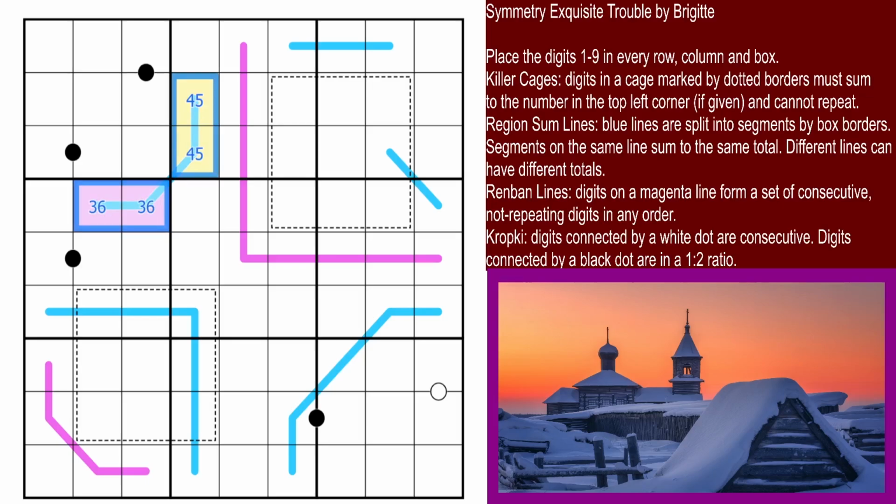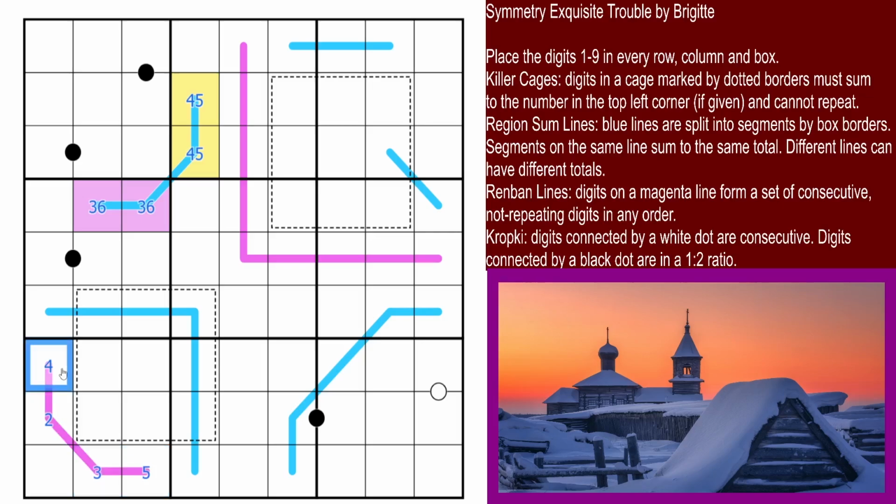Renban lines: digits on a magenta line form a set of consecutive non-repetitive digits, in any order. So we have these two magenta lines, called Renban lines. Let's take an example of this one. This has a length of 4, which means it must consist of 4 digits which are consecutive. So something like this is allowed: 2, 4, 3 and 5. These are all consecutive digits.